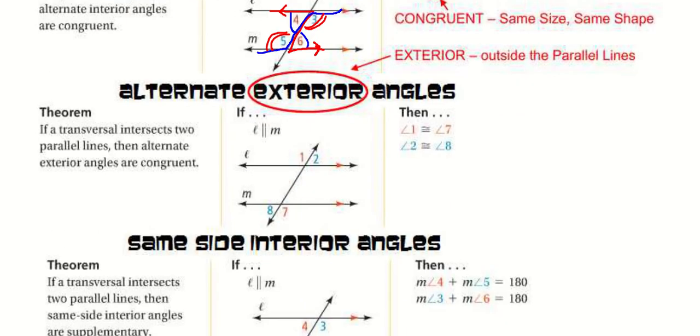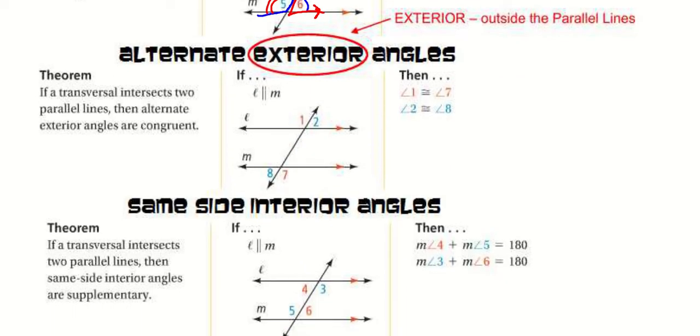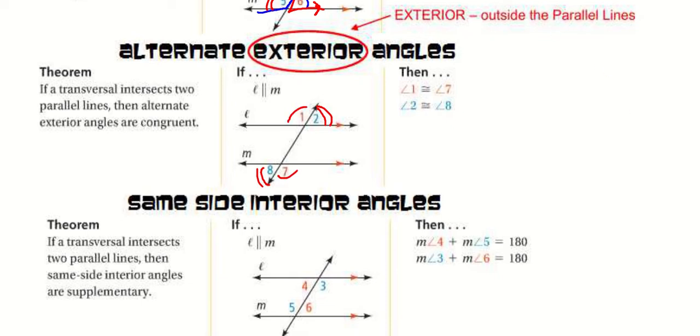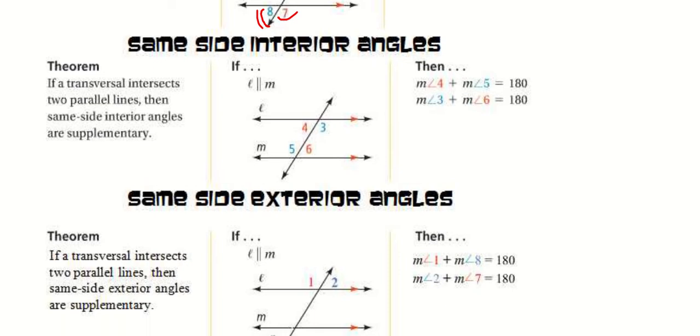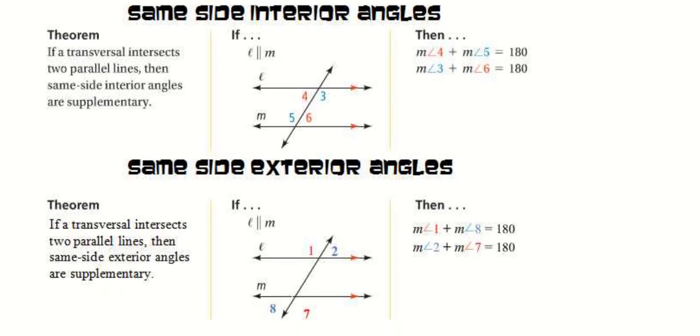Likewise, there are alternate exterior angles, which are on opposite sides of the transversal, but now they're outside the parallel lines. So you can see we have 2 and 8, and then 1 and 7. All right. And there are same side interior and same side exterior. Just remember that same side, both inside or both outside, are supplementary. So if they're on the same side, supplementary, except if they're corresponding in the same position.